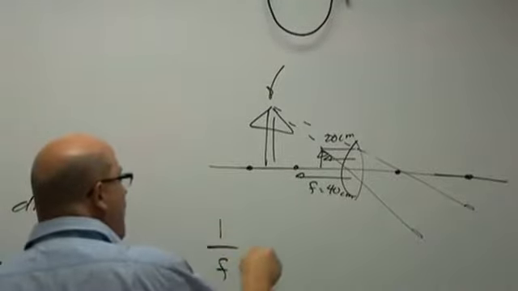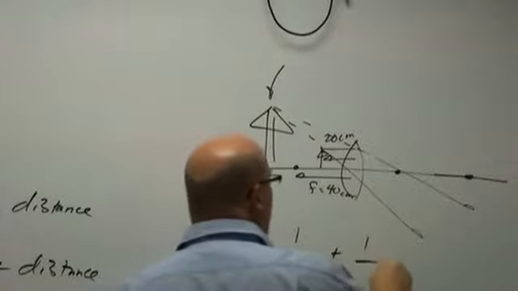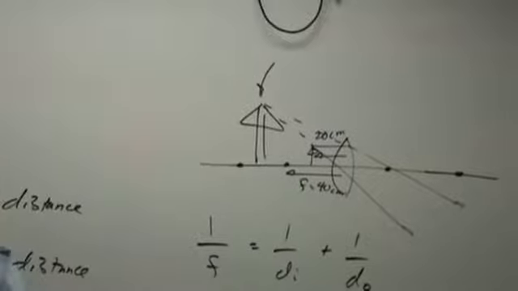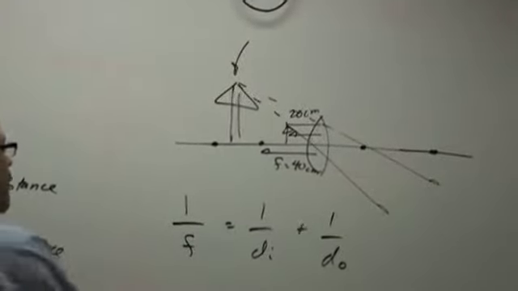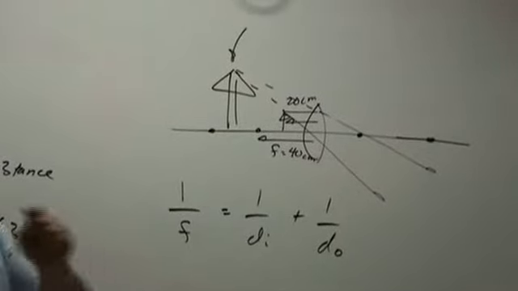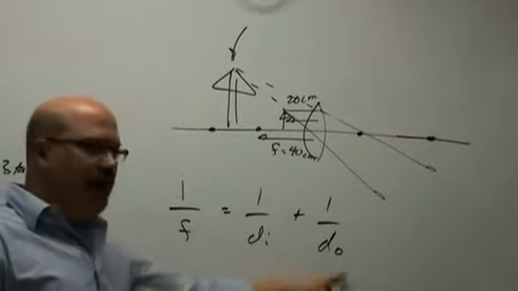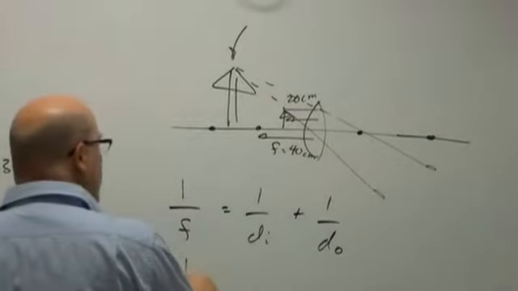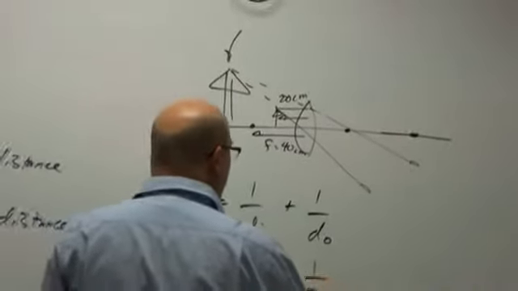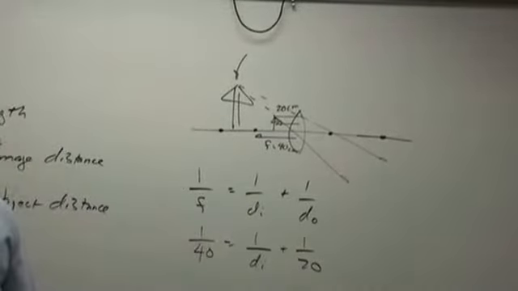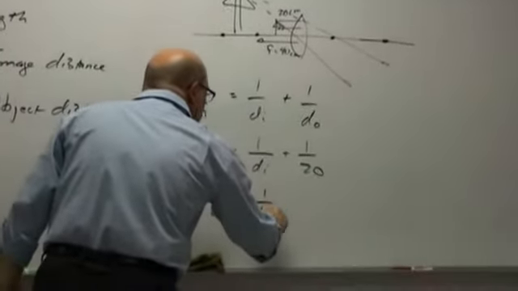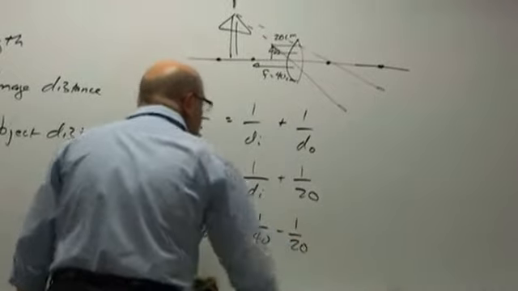Now here we go. Let's solve it. 1 over f equals 1 over di plus 1 over do. I know f equals 40, do equals 20. Do I have to change these to meters? As long as you keep a common unit, the units all work out. So I'm going to have 1 over 40 equals 1 over di plus 1 over 20. Here's where your calculator comes in handy, because 1 over di is going to equal 1 over 40 minus 1 over 20.